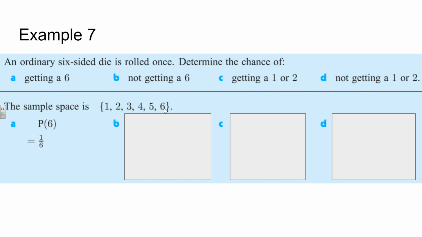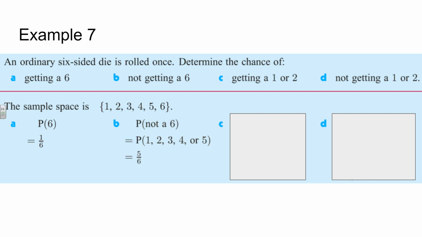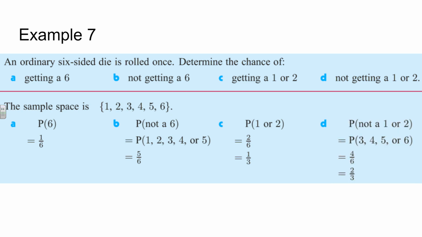Probability of not getting a 6, well, there are 5 outcomes that are not 6s, so it's just 5 out of 6. A 1 or a 2, there are 2 outcomes that are 1s and 2s out of a total of 6, 2/6, or 1/3. Not getting a 1 or 2, well, that just means it could be a 3, 4, 5, or 6. Those are 4 outcomes, 4 out of 6, or 2/3.